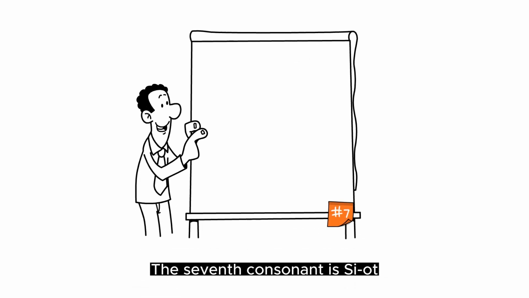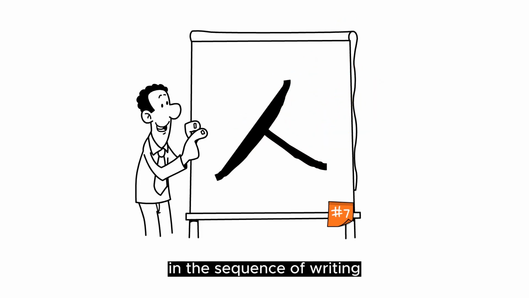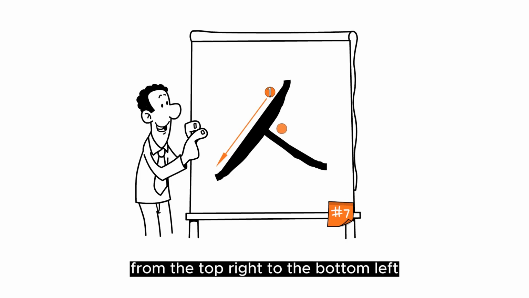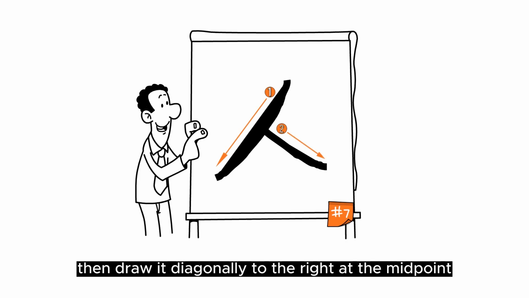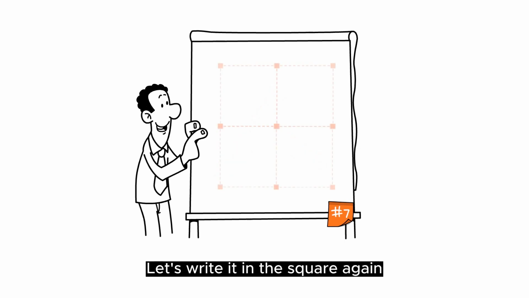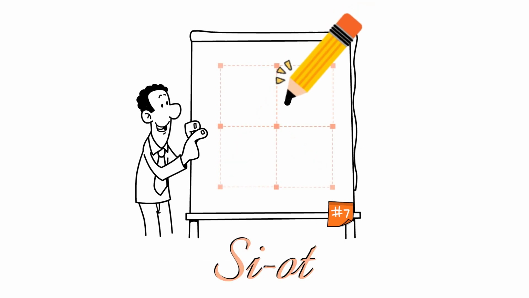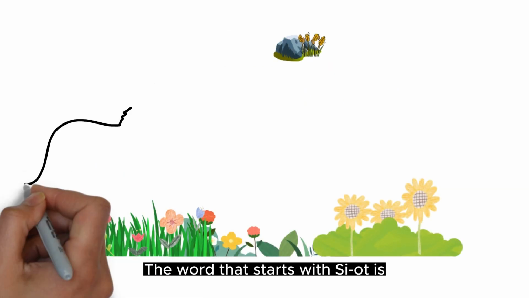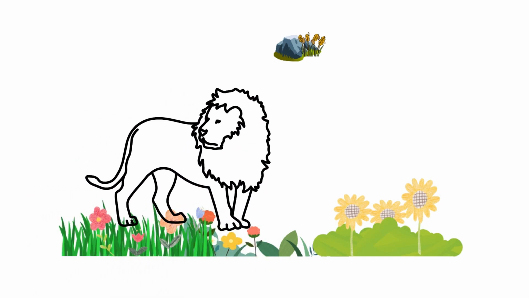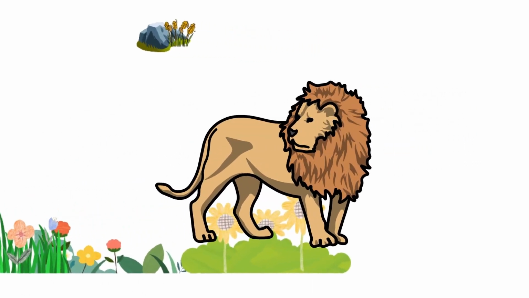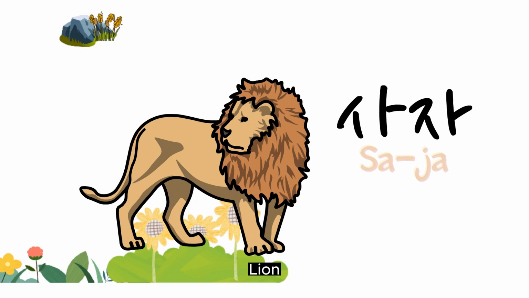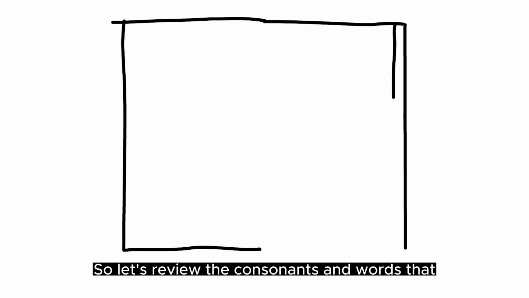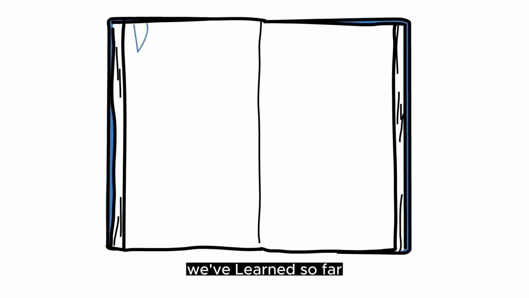The seventh consonant is 시옷. In the sequence of writing, you draw a line diagonally from the top right to the bottom left. Then, draw it diagonally to the right at the midpoint. Let's write it in the square again. 시옷. The word that starts with 시옷 is lion. 사자, 사자.